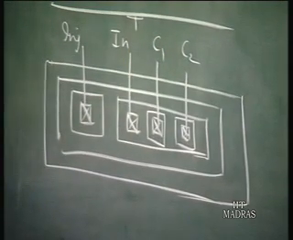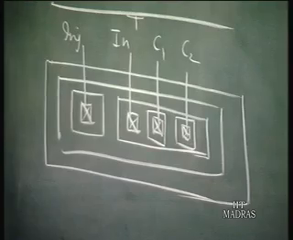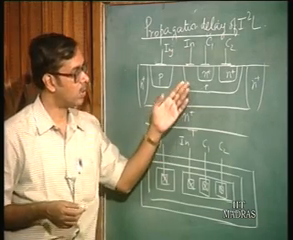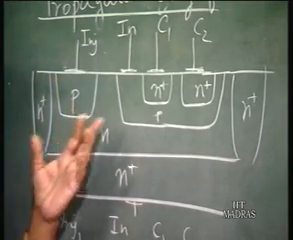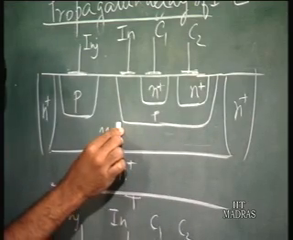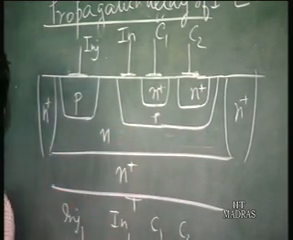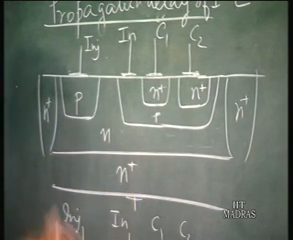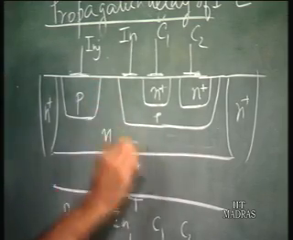Now, as I was saying, the problem with I squared L is that there are a large number of areas where you can have charge storage. For example, the emitter itself is lightly doped, with the result that you can have large charge storage in the emitter itself. Once it is lightly doped, you can have large minority carrier storage, in all this region.